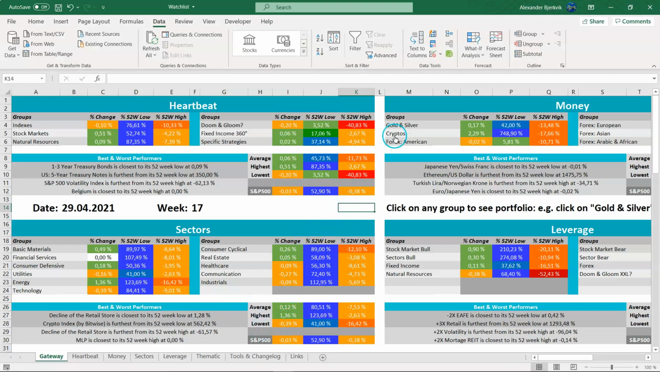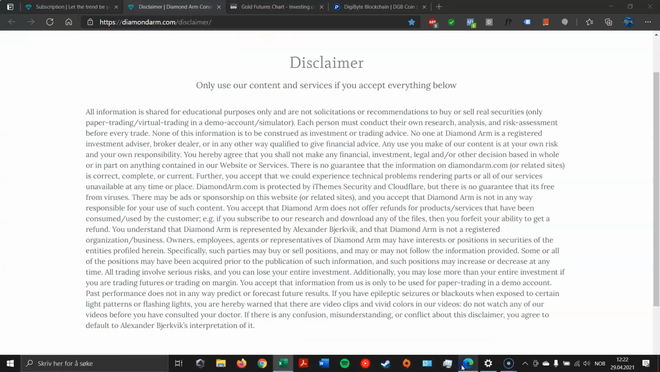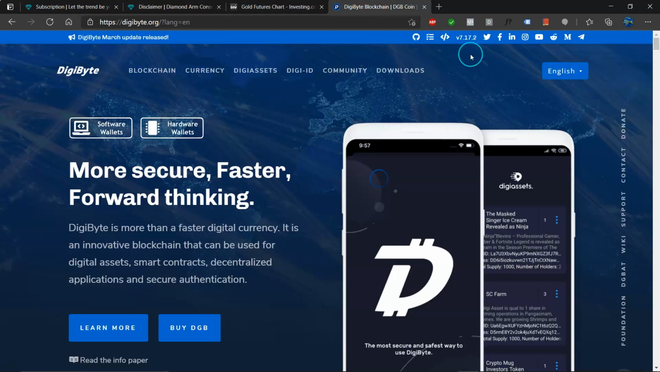We go here to the cryptos, and this is the pair: DigiByte US dollar, DGB slash USD. Okay, here is the website for DigiByte.